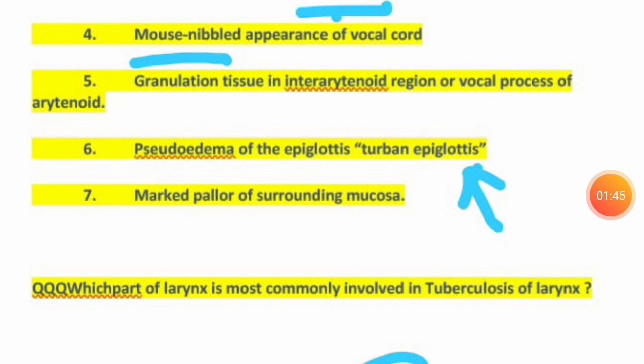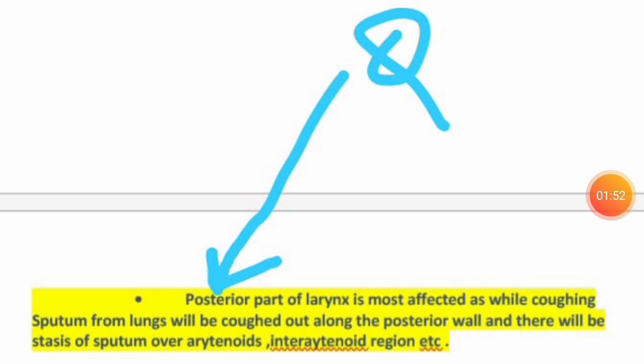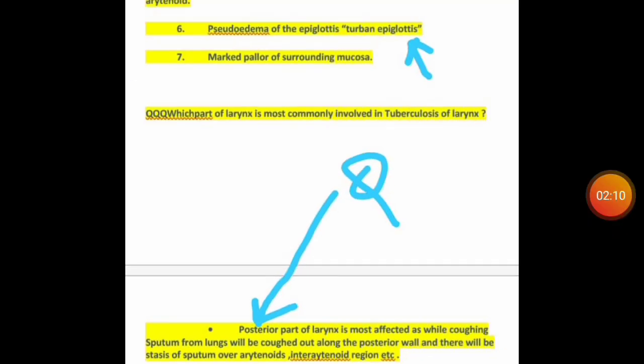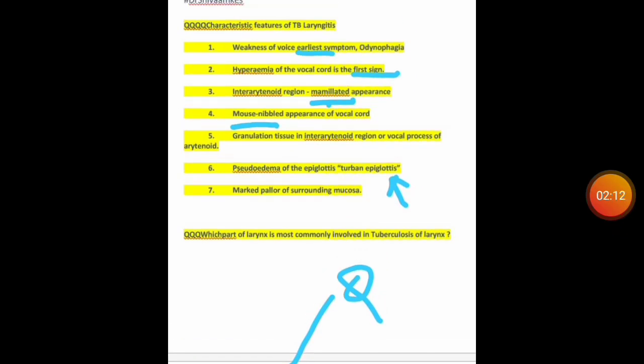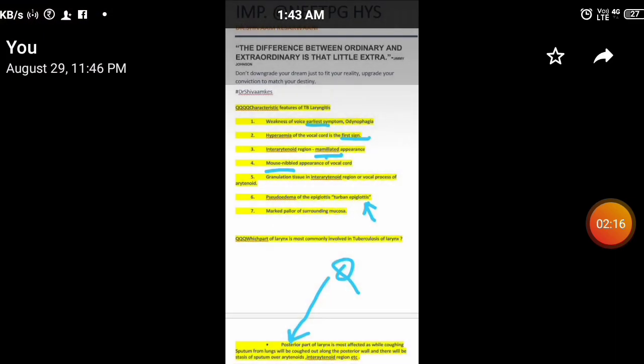Now another MCQ: which part of the larynx is most commonly involved in tuberculosis of the larynx? It is the posterior part of the larynx which is most affected, as there is pooling of the sputum from the lungs when it is coughed out along the posterior wall, and there will be stasis of sputum over the arytenoid and interarytenoid region. This is one of the reasons why the arytenoids get involved first. So this was about TB laryngitis.